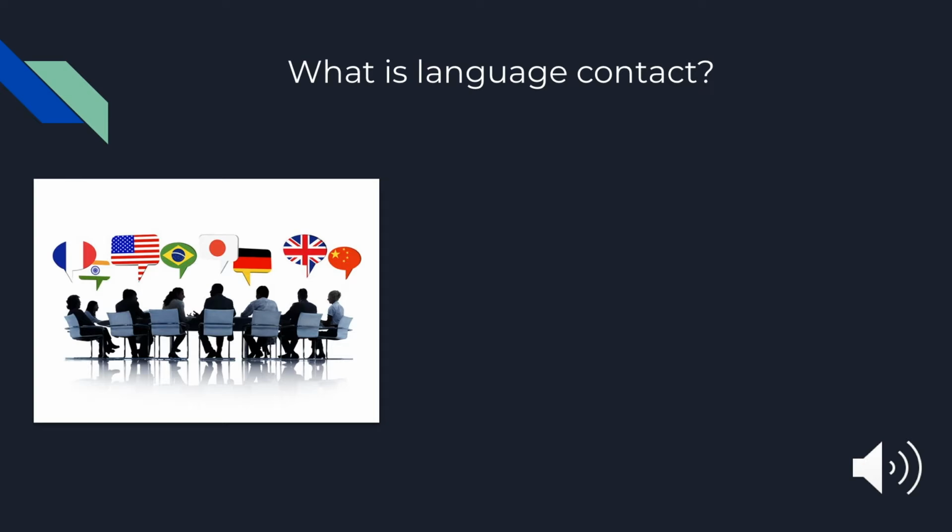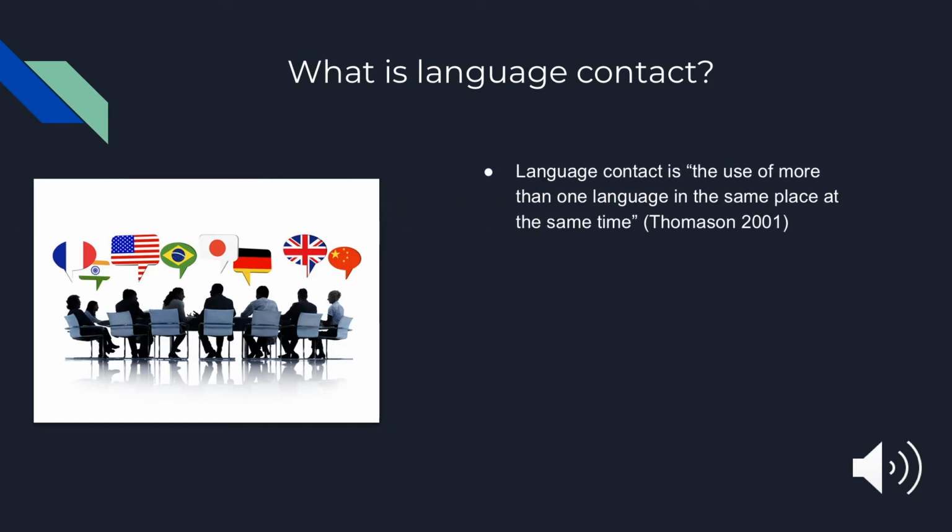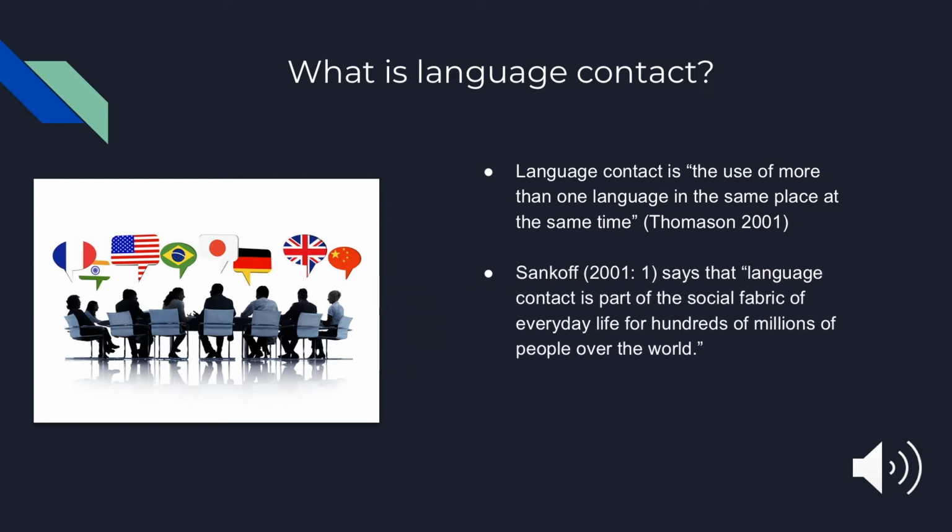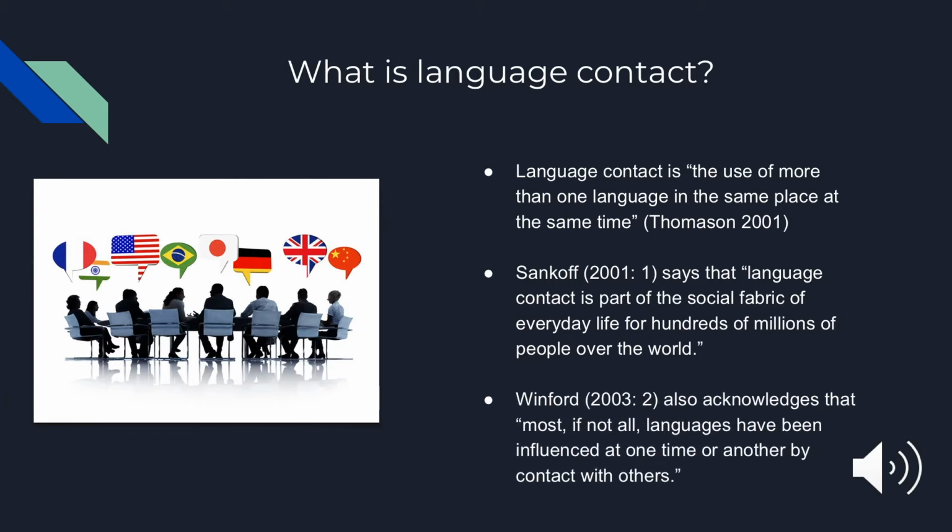When looking at this study, one thing to note was, what is language contact? As Thomason states, it is the use of more than one language in the same place at the same time. Sankoff says that language contact is part of the social fabric of everyday life for hundreds of millions of people over the world. Wimford also acknowledges that most, if not all, languages have been influenced at one time or another by contact with others. Bilingualism and language contact has been common throughout much of human history, and today many people in the world are bilingual.